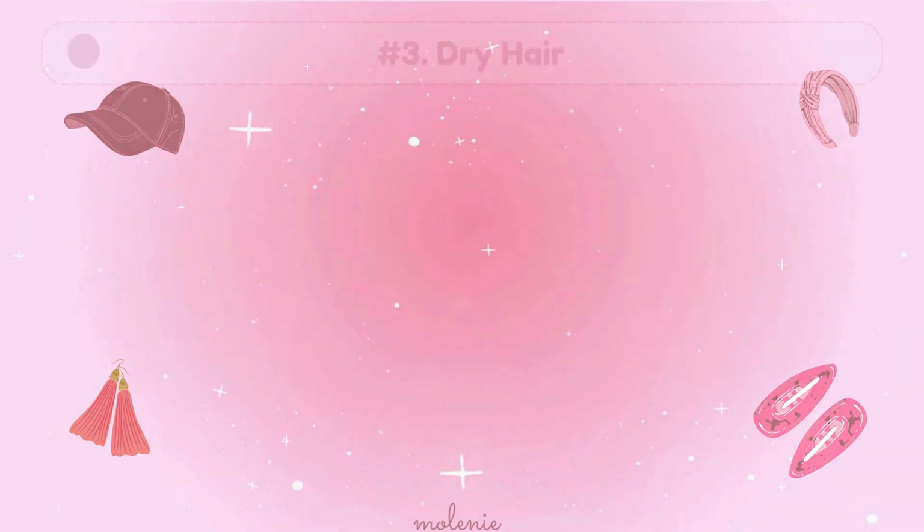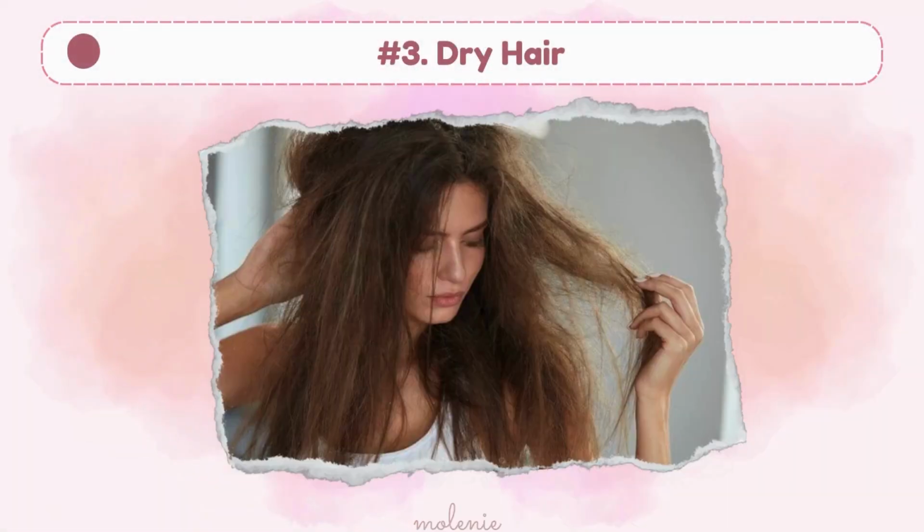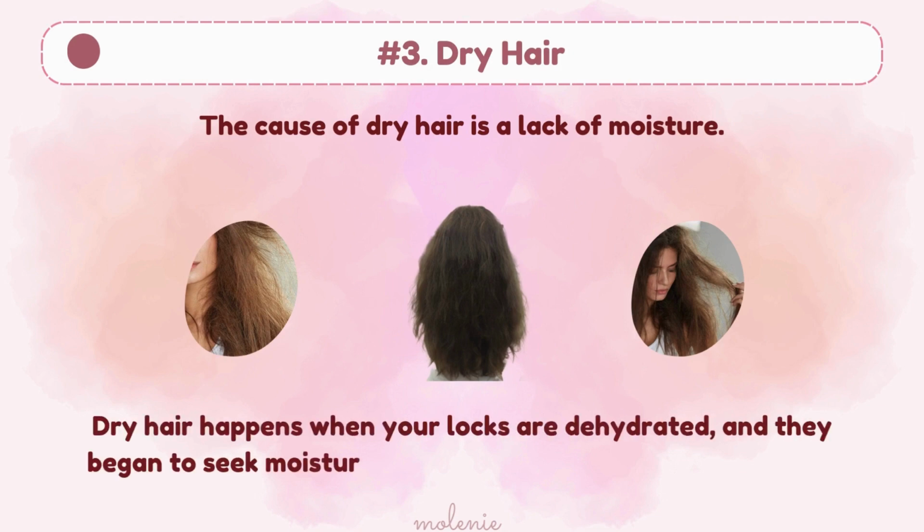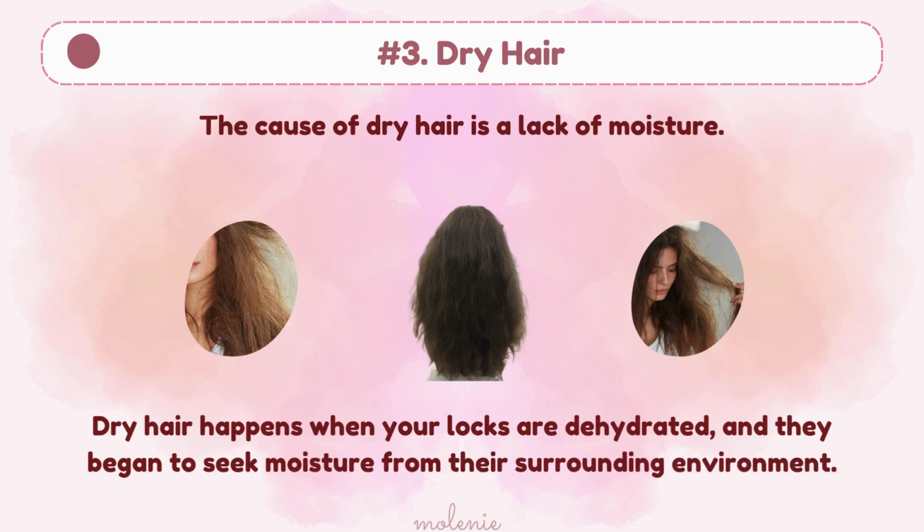The hair problem 3: Dry hair. What causes dry hair? The cause of dry hair is a lack of moisture. Dry hair happens when your locks are dehydrated and they begin to seek moisture from their surrounding environment.